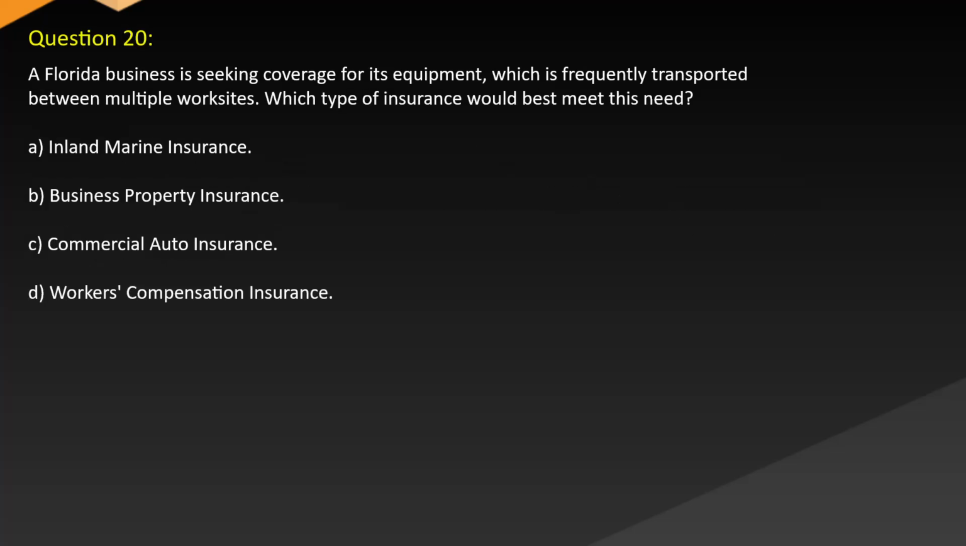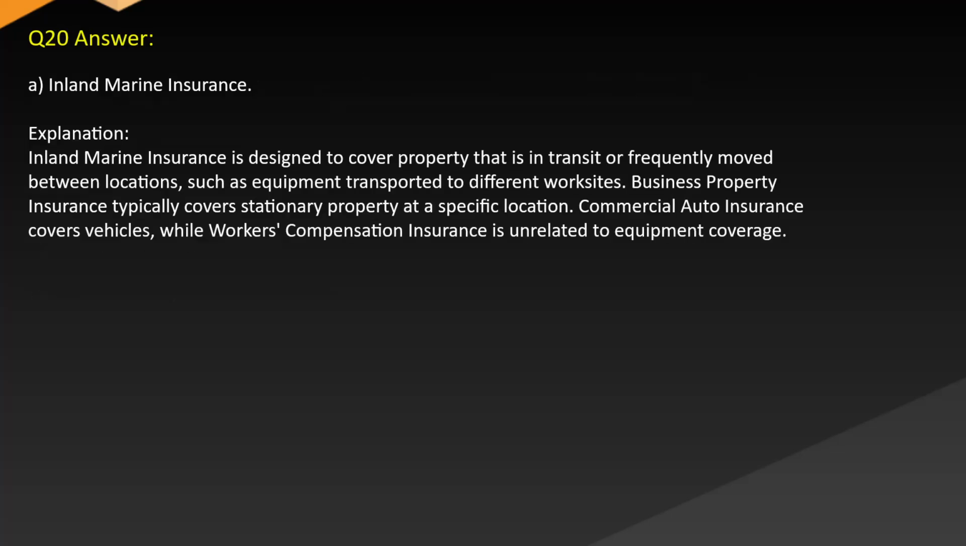Question 20. A Florida business is seeking coverage for its equipment, which is frequently transported between multiple work sites. Which type of insurance would best meet this need? A. Inland marine insurance. B. Business property insurance. C. Commercial auto insurance. D. Workers' compensation insurance. Answer A. Inland marine insurance.